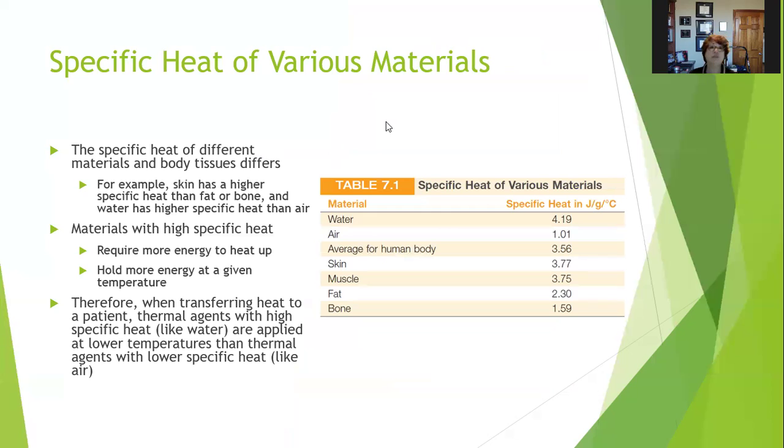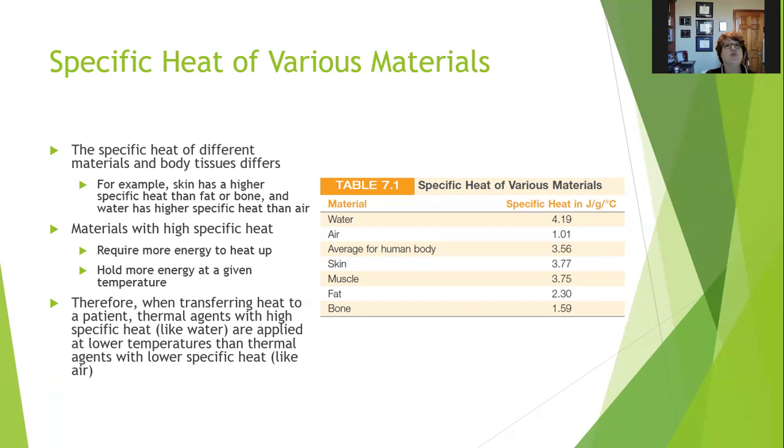So, specific heat of various materials. The specific heat of different materials and body tissues differs. Skin has a higher specific heat than fat or bone, meaning skin heats up faster and holds the heat longer than fat or bone. Water has a higher specific heat; it takes more energy to heat it up. And water has a higher specific heat than air, so water holds the heat better than air does.